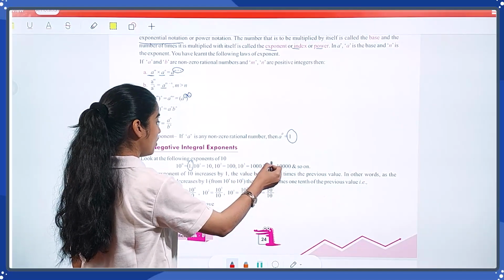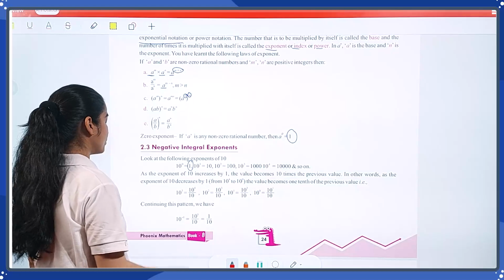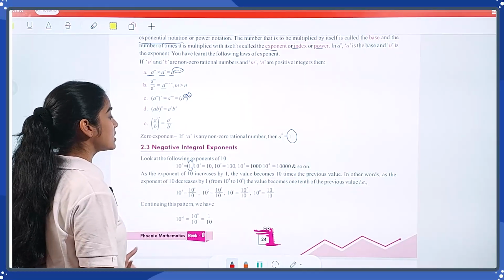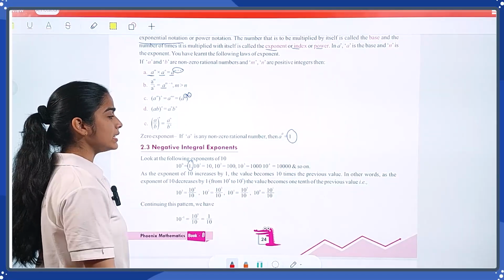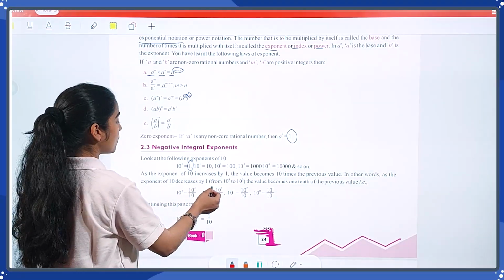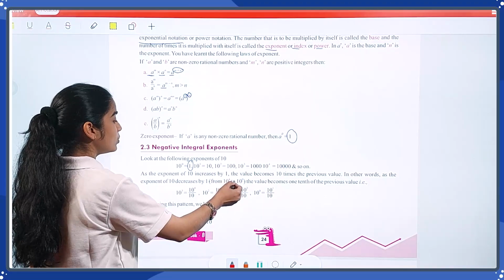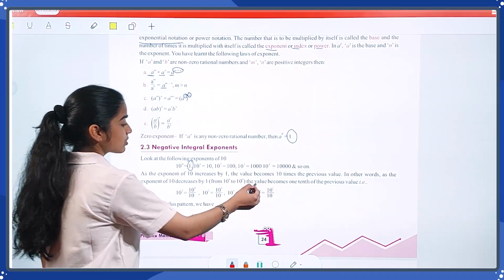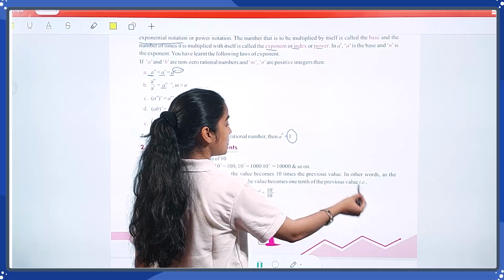10 raised to the power 4, which means 10,000, and so on. As the exponent of 10 increases by 1, the value becomes 10 times the previous value. In other words, as the exponent of 10 decreases by 1, from 10 to the power 4 to 10 to the power 0, the value becomes 1/10 of the previous value.